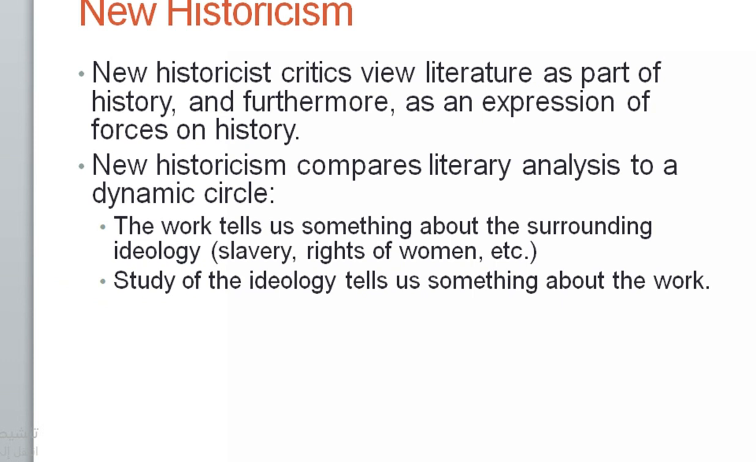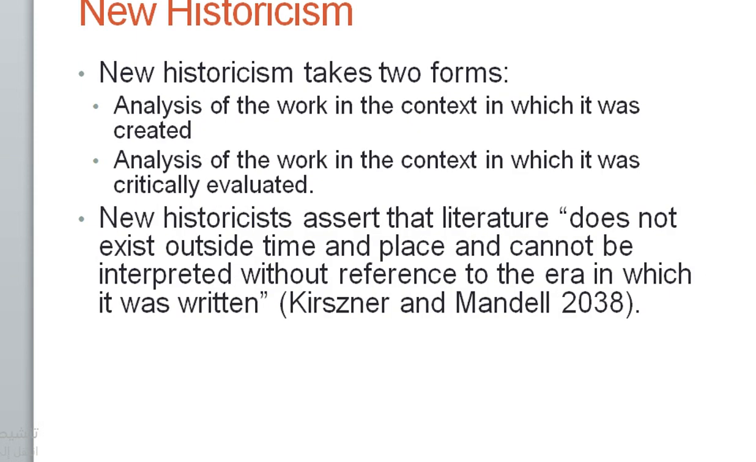New historicism is about the history, how to compare literary analysis to a dynamic circle or to future, past, and present. And here the ideology is about slavery, rights of women. That's such a topic in new historicism. What changed before and what's going on right now. Okay. Moreover, here we have the new historicism, like analysis of work, which is critically evaluated, and we have here Kirchner and Mendel. They have written about that topic 2038. That's the new historicist. They imagine something after 30 years.